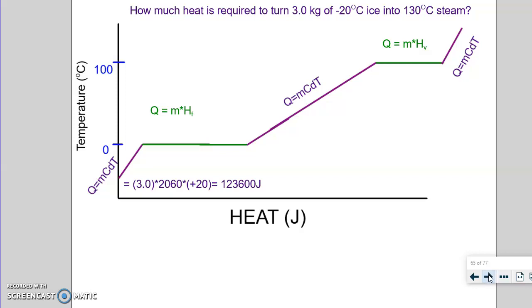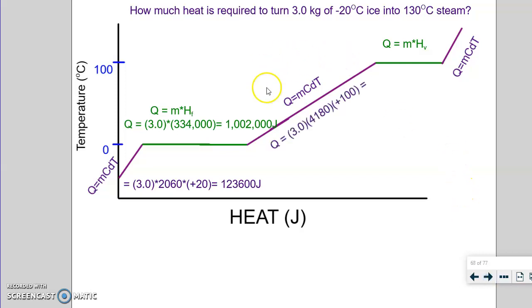Now that it's at 0 degrees, we can melt it, so we can plug our numbers into this formula. 3 kilograms times 334,000. Again, this number came off of a table in our book, and that's going to give us that number, just a tad over 1 million joules.